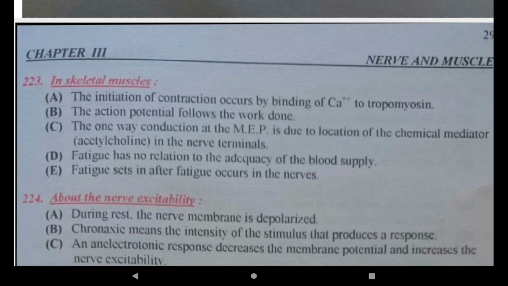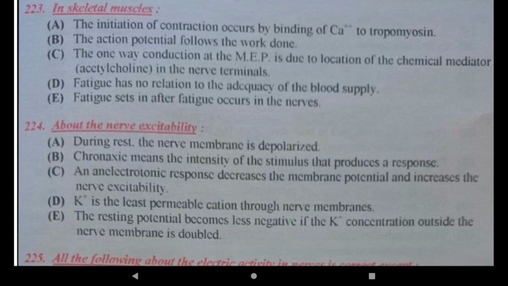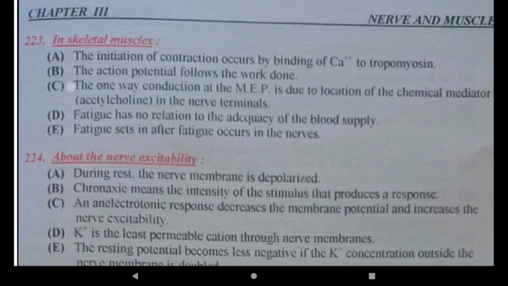And calcium ions do not bind to tropomyosin; calcium ions bind to troponin. Action potentials follow the work done. That is not correct. Fatigue has no relation with deficiency of blood flow. That is not correct as well, because fatigue is related to shortage of oxygen, so that means blood flow is part. Fatigue sets in after fatigue occurs in nerves. That's not correct as well. So the correct answer for that question is C.